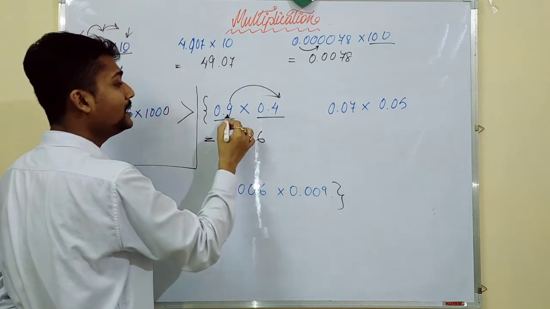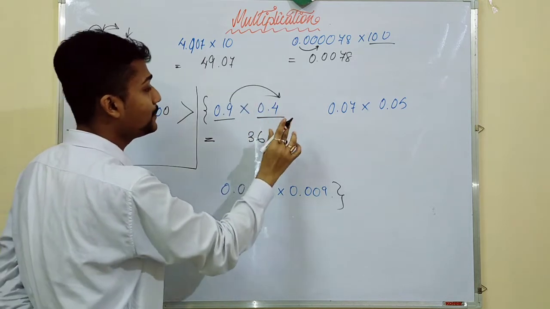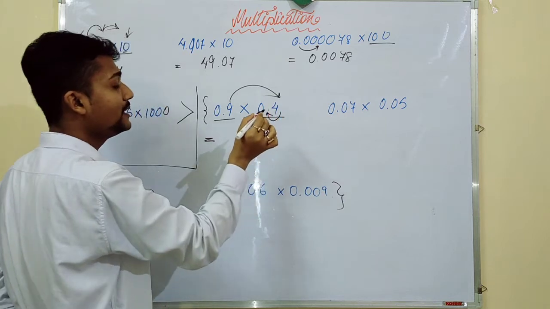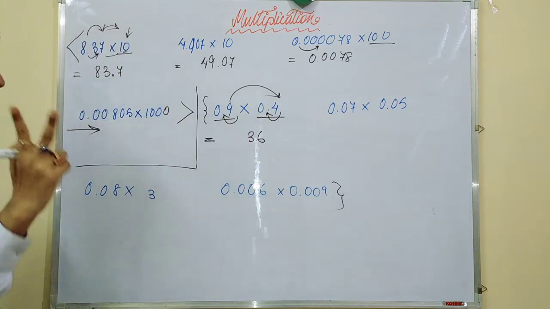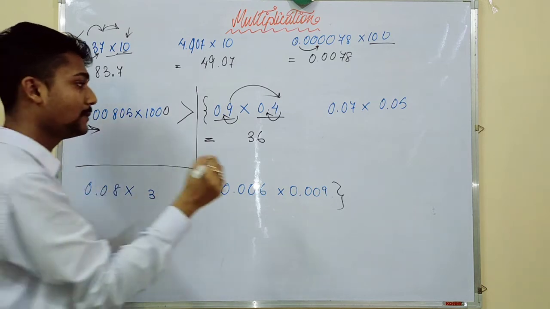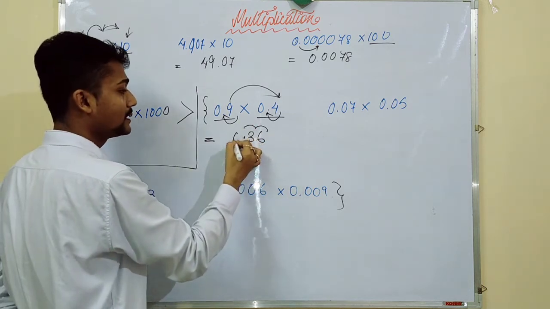Okay. Now how many numbers? Now you will see the decimal place. Here you see it is before one number, and here it is before one number. That means the decimal is in total before two numbers. That means 1, 2 here.